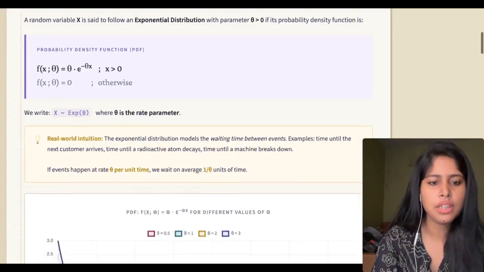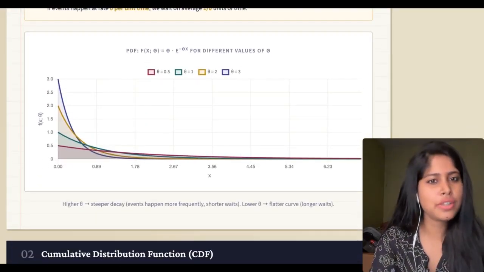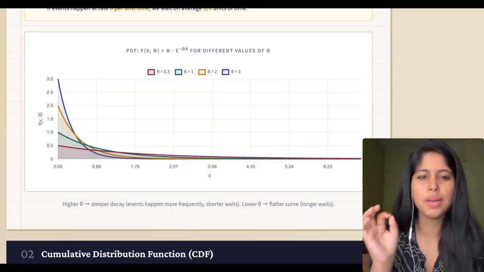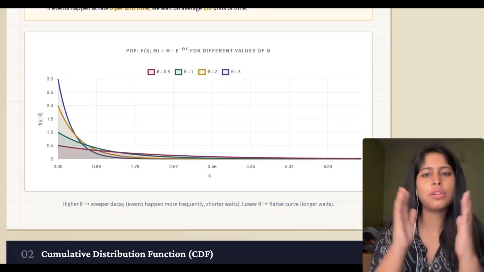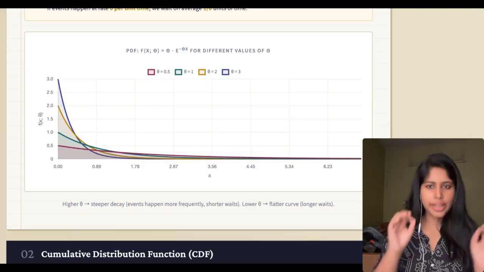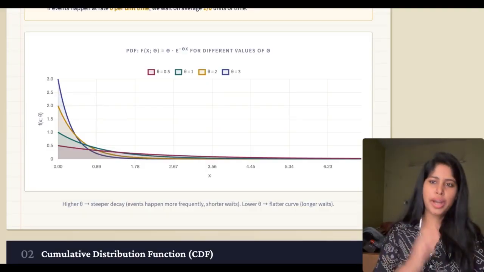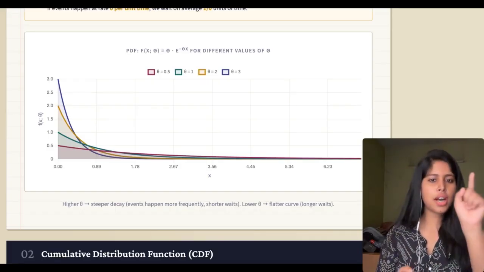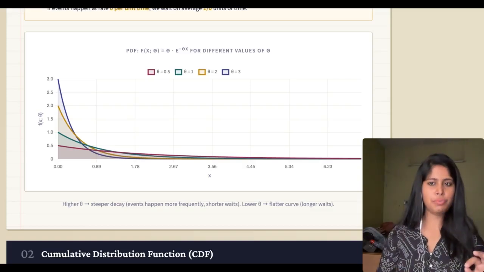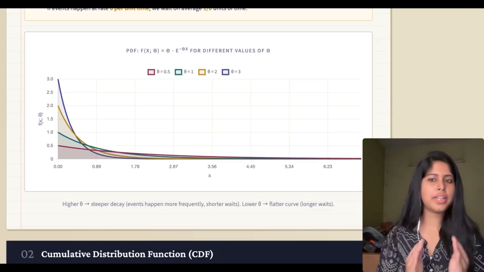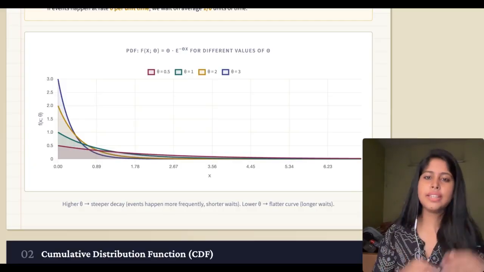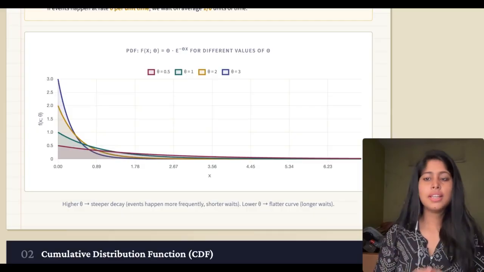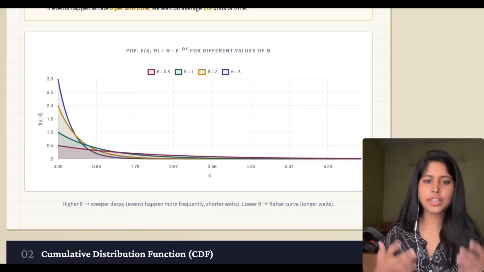Now let me come to the graph. Did you see the graph? What does this graph tell you? This is the PDF graph, right? In this graph, you can see that on the x axis we have the time, and on the y axis we have the probability density function, which is f of x. Now, the curve starts high at x equals 0, meaning short waiting times are very likely, and then it decays smoothly and exponentially towards 0 as x increases. The larger theta is, the faster it decays, okay?